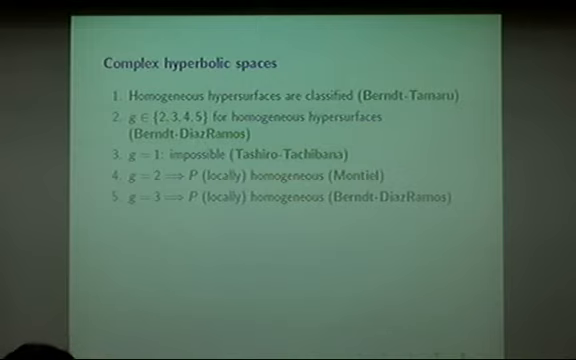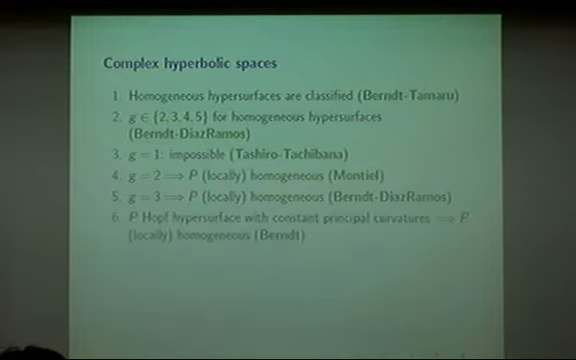And for g equal to 3, also there it is known. I proved this with my collaborator, Carlos Diaz Ramos from Spain, that the hypersurface must be homogeneous. So it's quite a similar result. And also, it is true that when we have a Hopf hypersurface with constant principal curvatures, then the hypersurface must be homogeneous. So Kimura's result, the analogous statement for hyperbolic space, also holds. So there are quite some similarities here between projective and hyperbolic space.